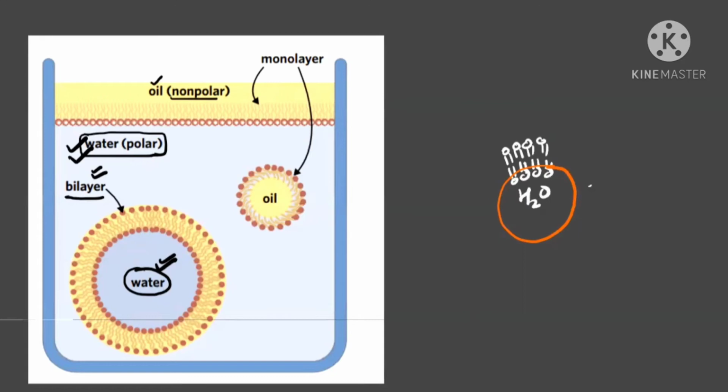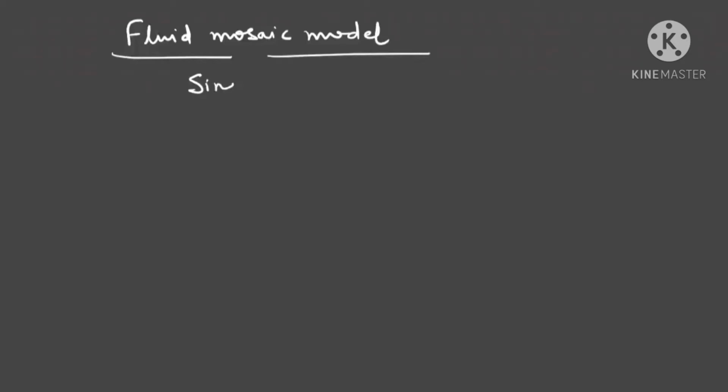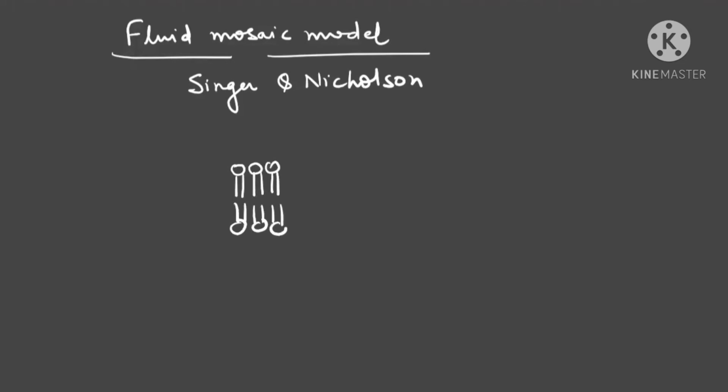Now we have to study the fluid mosaic model. Let me explain fluid mosaic. Now see, the fluid mosaic model was given by Singer and Nicolson. And what they observed is that phospholipid makes a bilayer. Right now I'm making one layer, and then this is a bilayer. And after this, you're finding proteins are present.